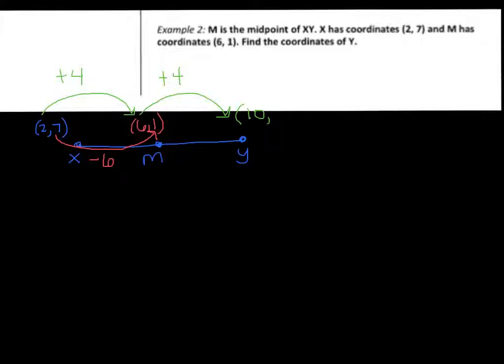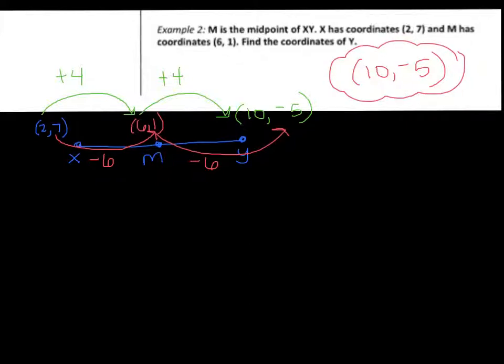Then to get from 1 over to here, I need to subtract 6. So 1 minus 6 is -5. By extending that pattern, I find out that the coordinates of Y should be (10, -5). At this point, you need to pause the video and complete the next example on your own, and then you can check your work.